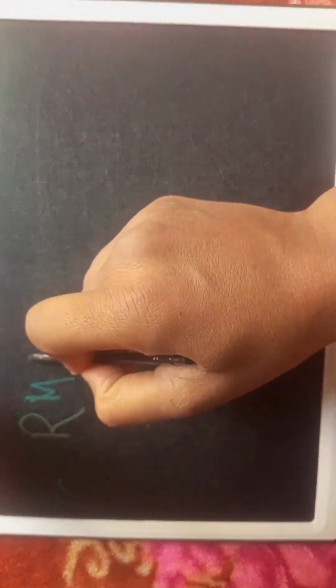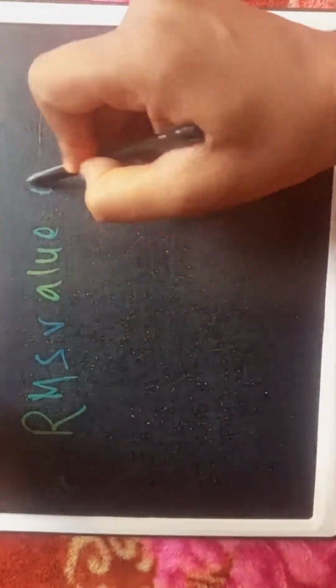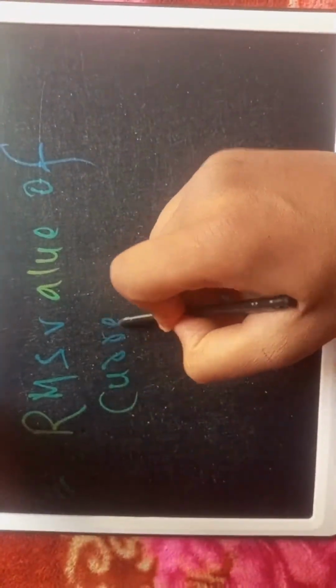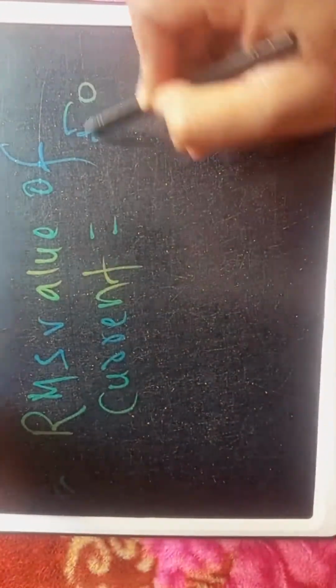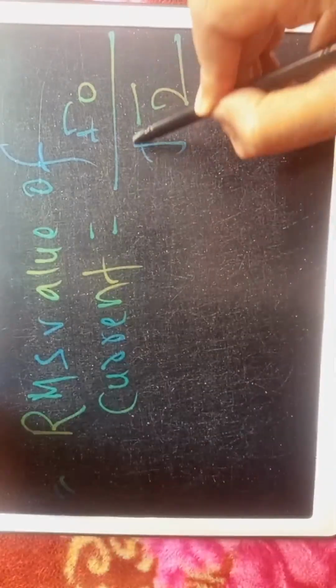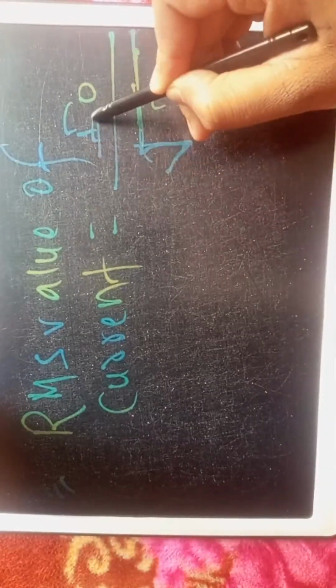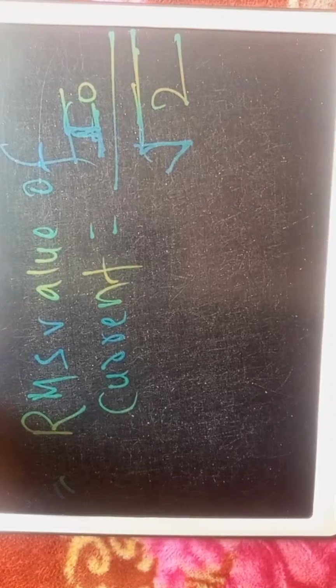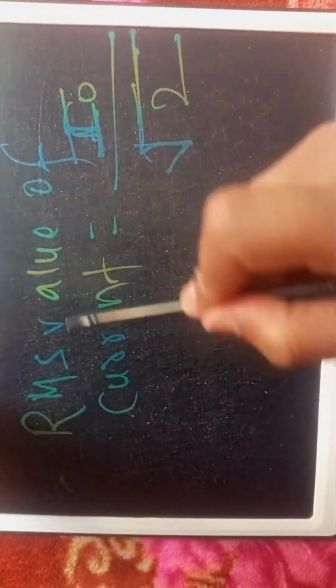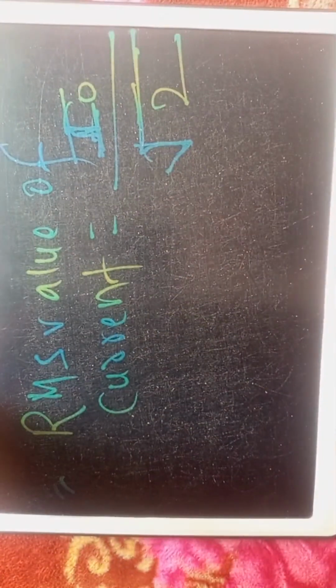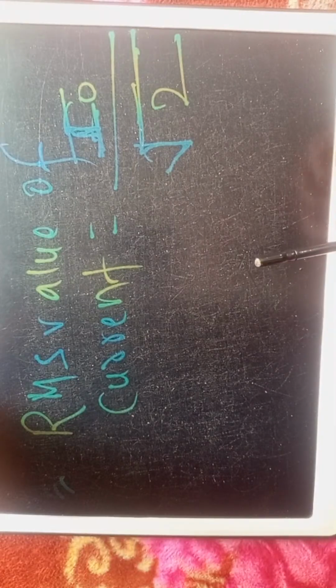That is RMS. RMS value of current. What is the RMS value of current? This is useful everywhere. I naught by root 2. RMS value of current is equal to I naught by root 2.